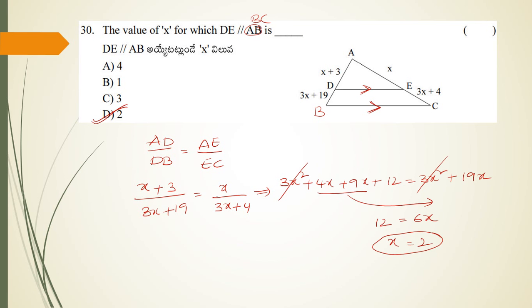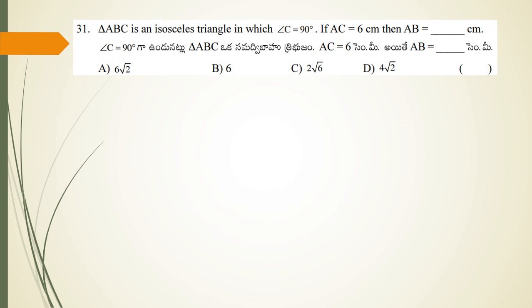Here there is a small correction. It is BC. So DE is parallel to BC. Right. Next, moving on to question number 31.